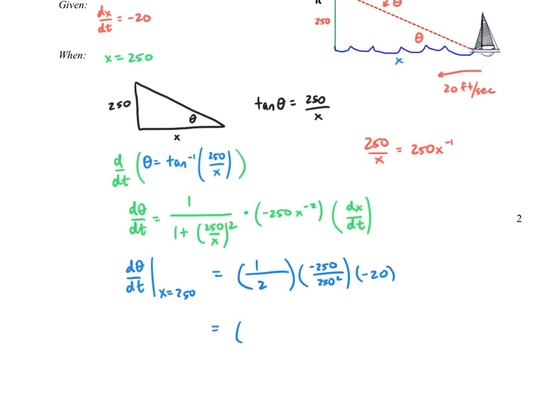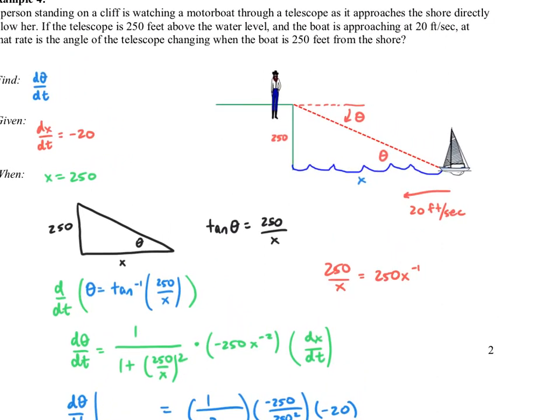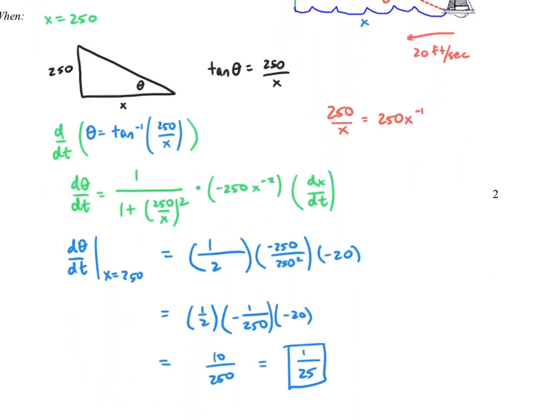So let's go ahead and work on this for a minute. This is going to be negative 1 divided by 250. And we have negative 20. That gives us positive, of course. We have 10 divided by 250, which gives us 1 over 25. And again, that's going to be an error in the key in your workbook there. It says it's negative. It actually is positive. If you go back up to the original, that angle we're analyzing is getting larger as the boat approaches, and therefore it's going to be a positive rate of change.